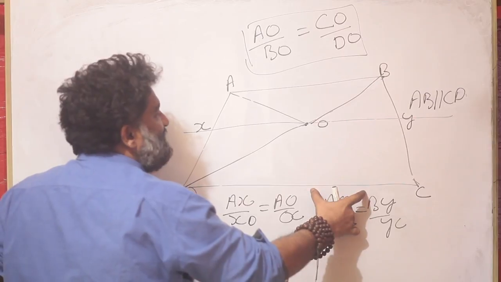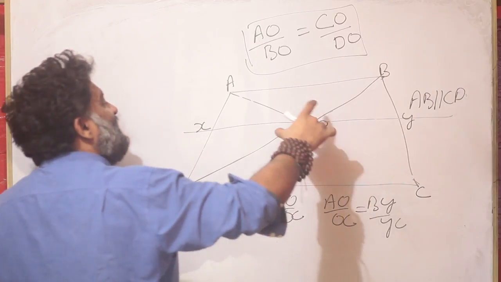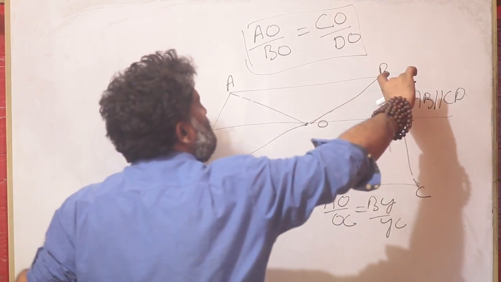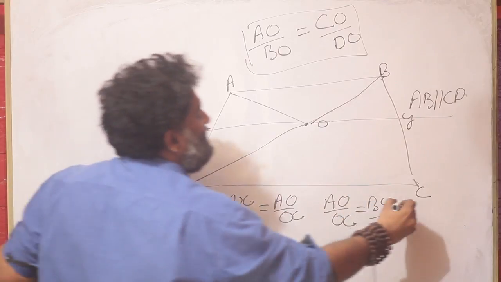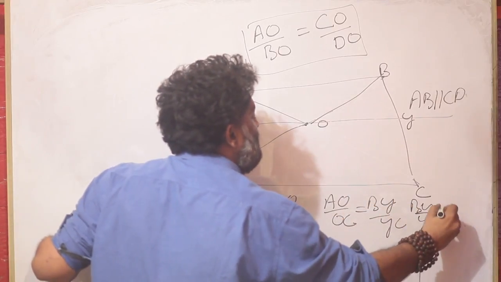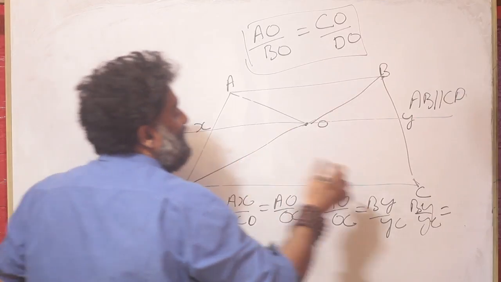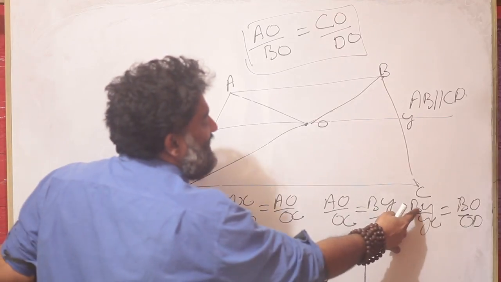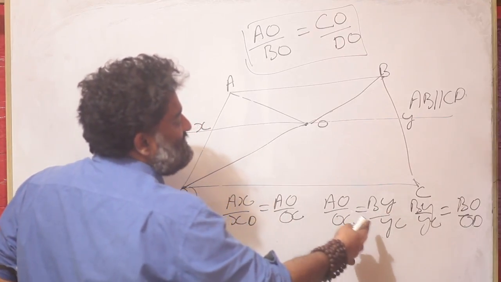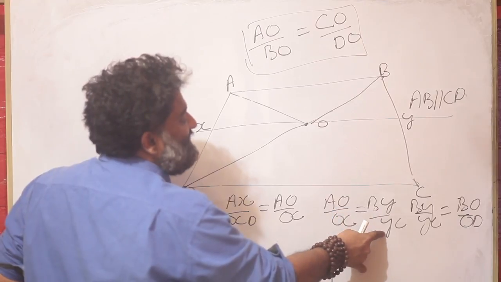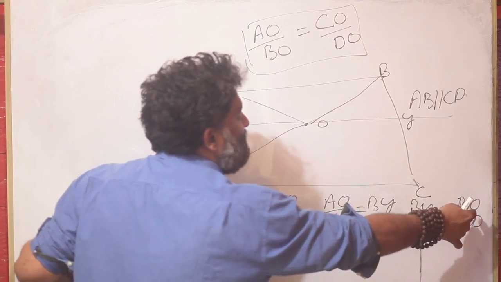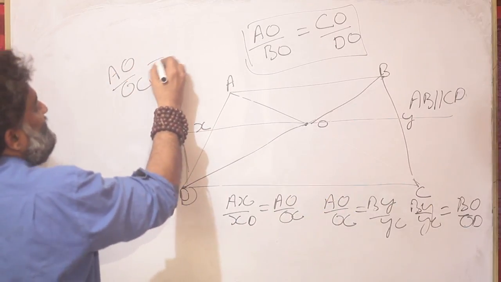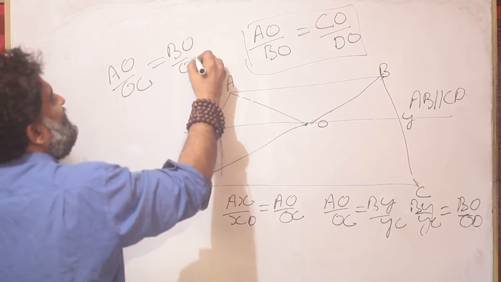So I'm thinking of this triangle. This line is parallel to one side of the triangle. That means this line will divide the other sides in the same ratio. That means the ratio of BO and OD is going to be the same as the ratio of BY and YC. So write that down. BY upon YC is the same as BO upon OD. Now you see BY upon YC is common to both of these equations. AO upon OC is equal to BY upon YC. BY upon YC is also equal to BO upon OD. That means this is equal to this. That means AO upon OC is equal to BO upon OD.